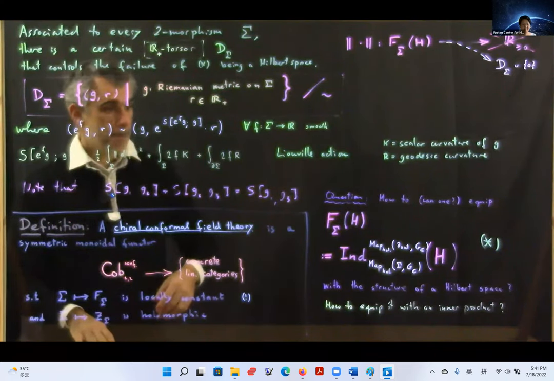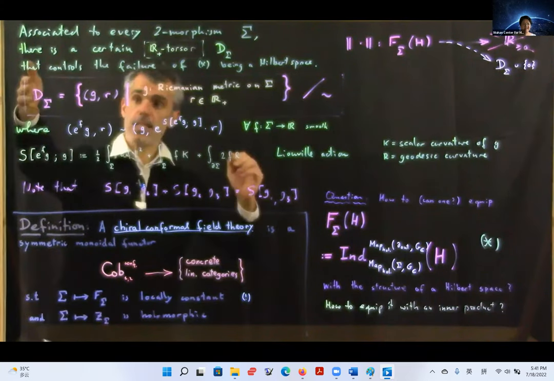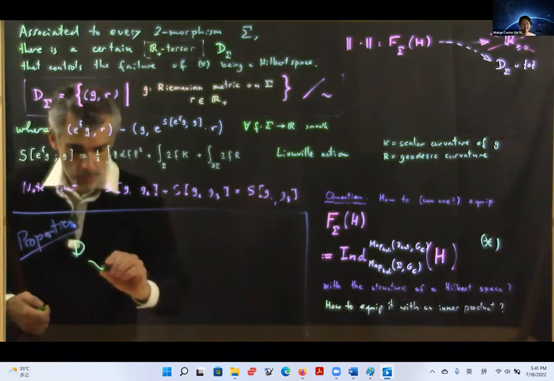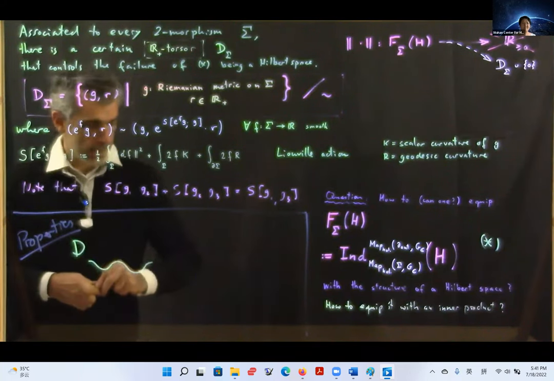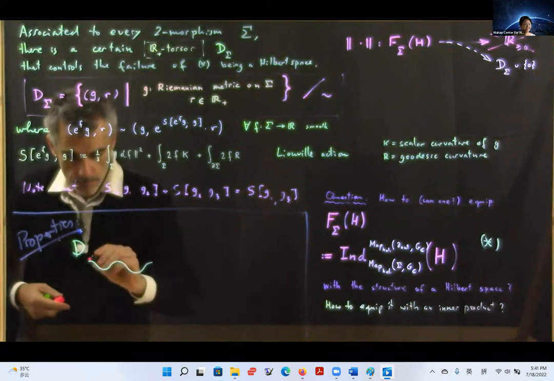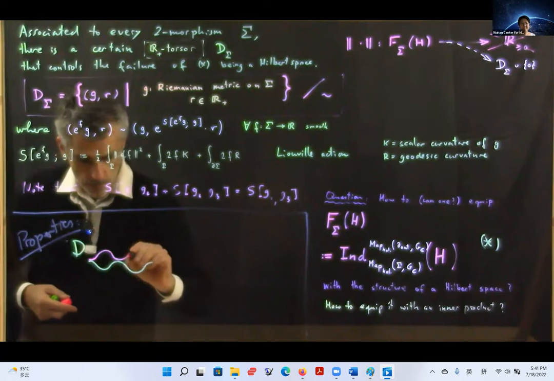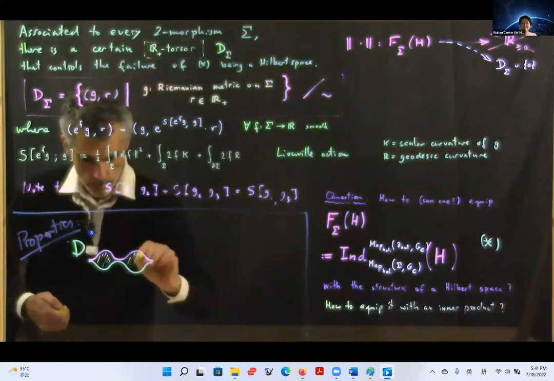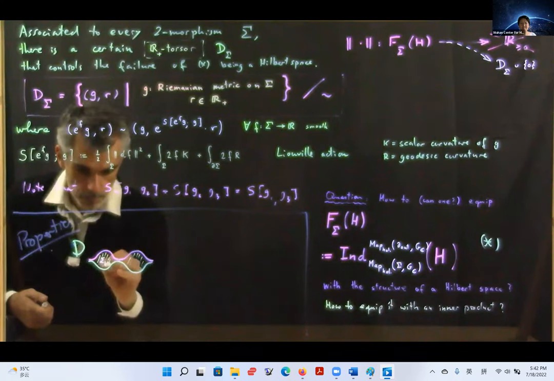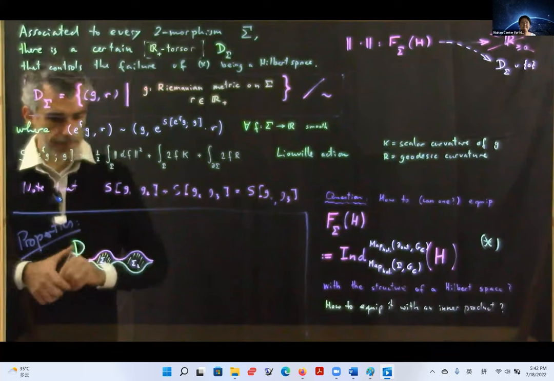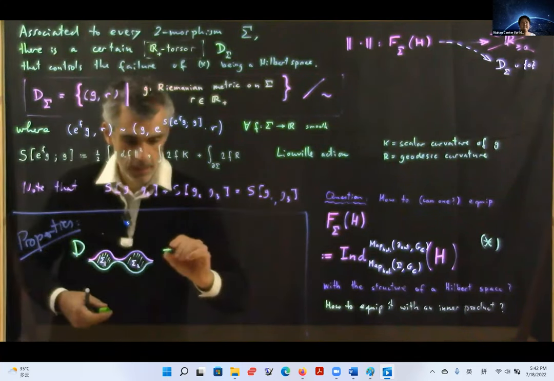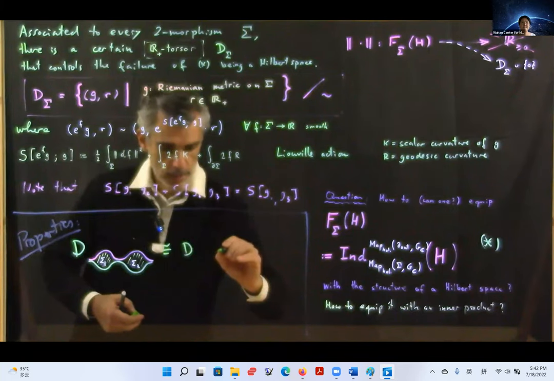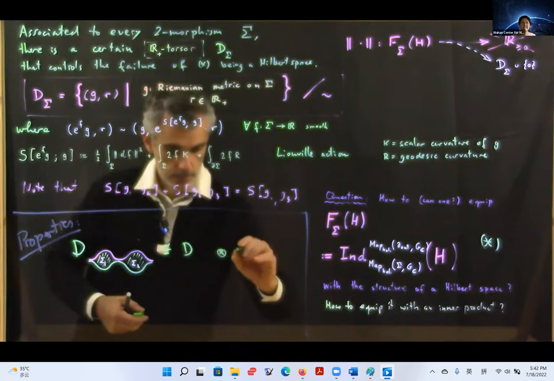Some of the properties of these torsors associated to Riemann surfaces are that if I look at the torsor associated to a surface which is obtained by gluing horizontally two cobordisms, so I have here sigma one and sigma two, which I glue horizontally, then that is canonically isomorphic to the tensor product of the one for sigma 1 and the one for sigma 2.